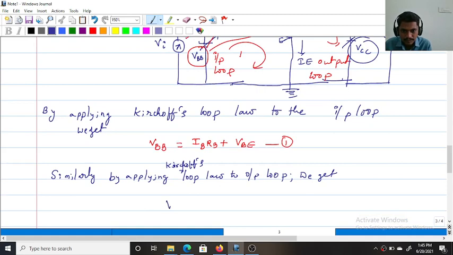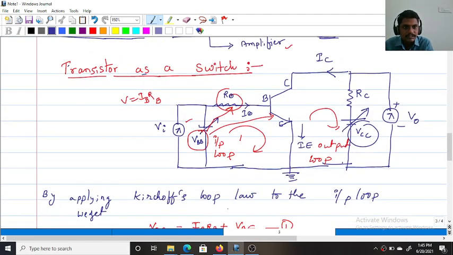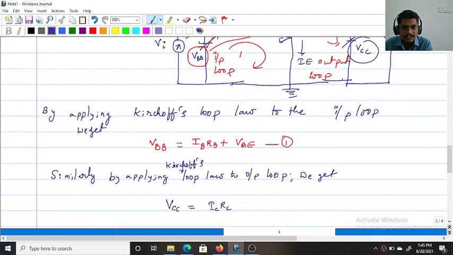Therefore, this VCC voltage is dropped across the resistance RC. The voltage across RC is IC RC, and since the emitter is common, the voltage across the collector emitter region is VCE. Let it be equation number 2.